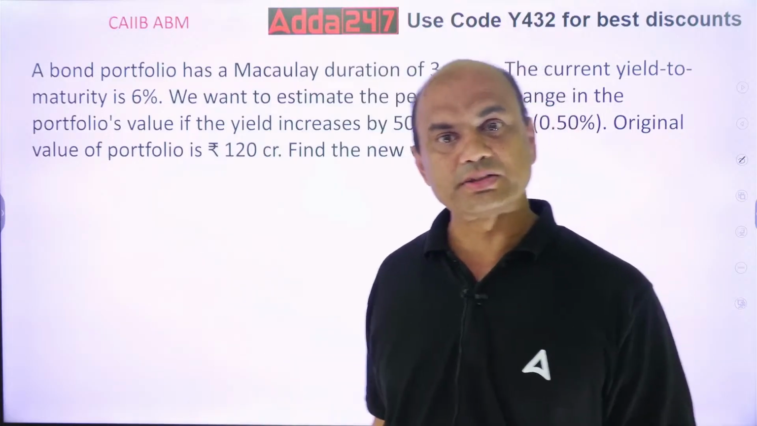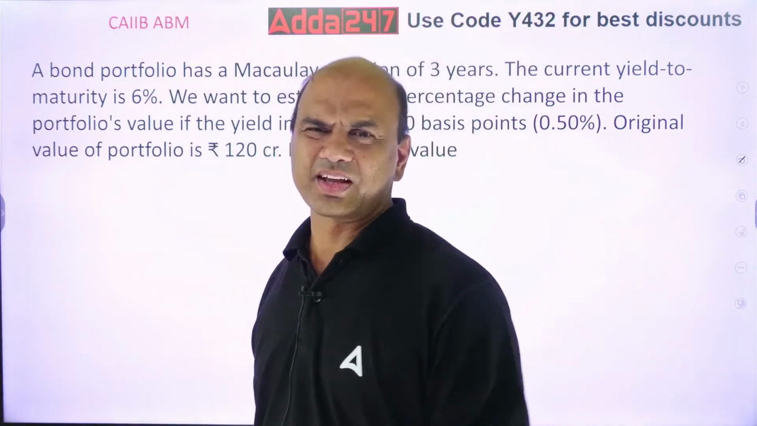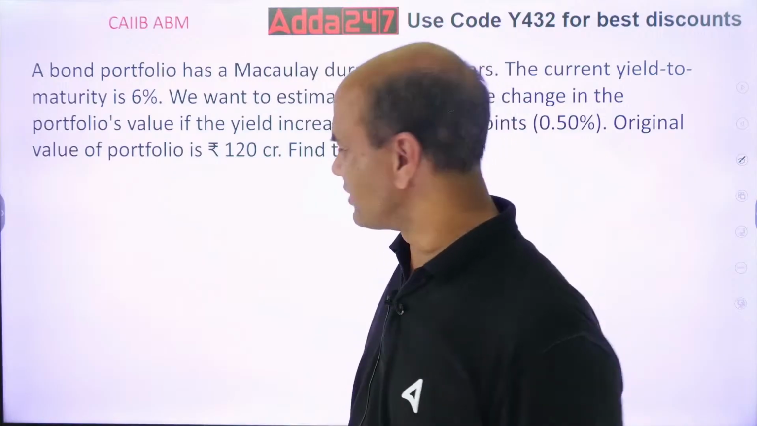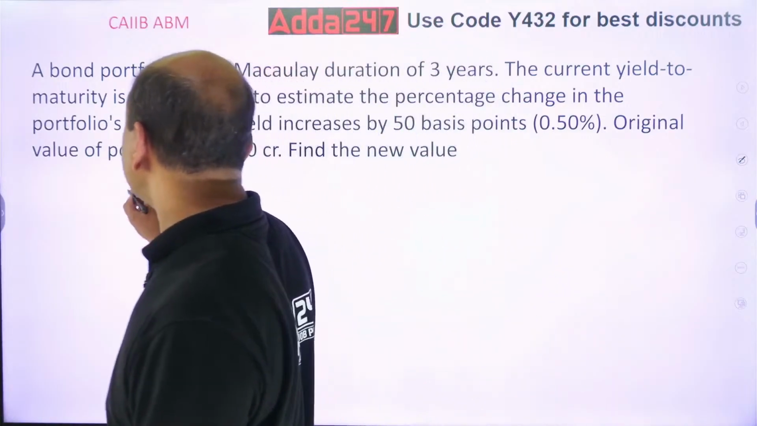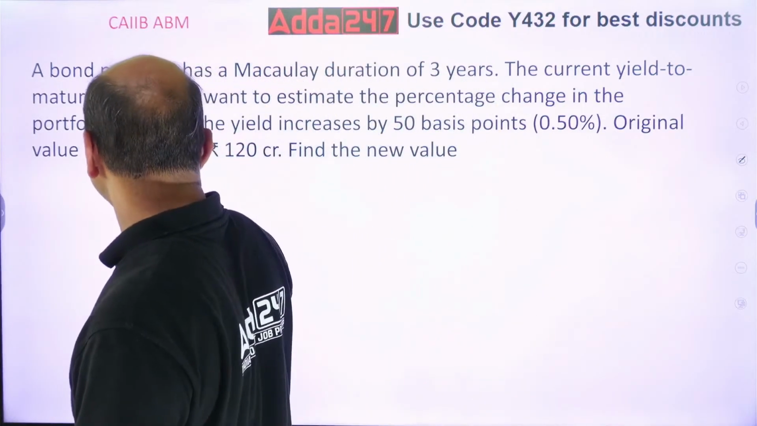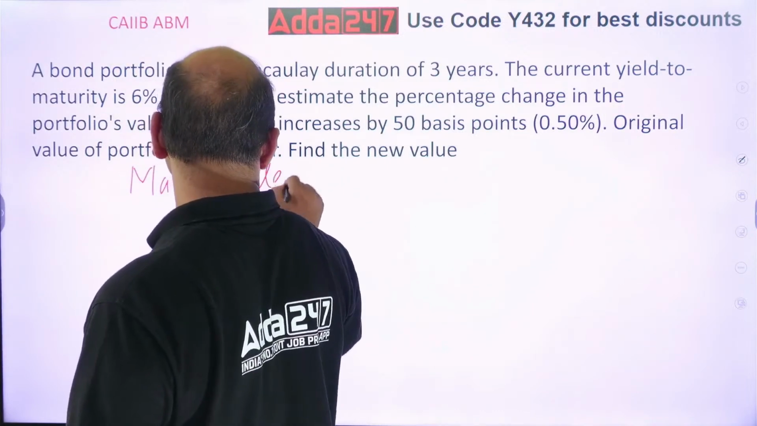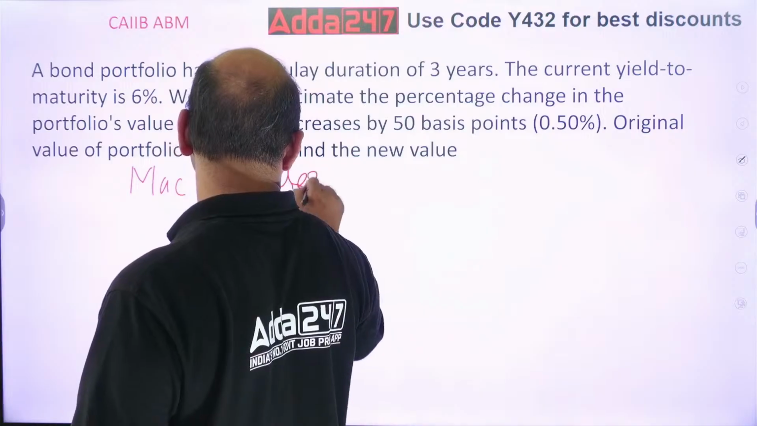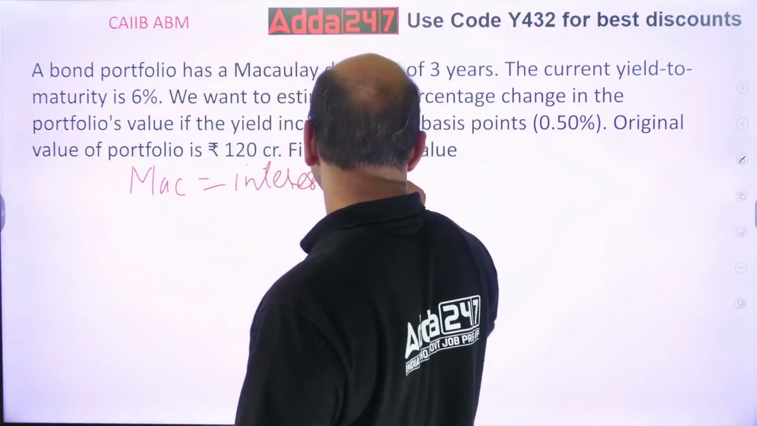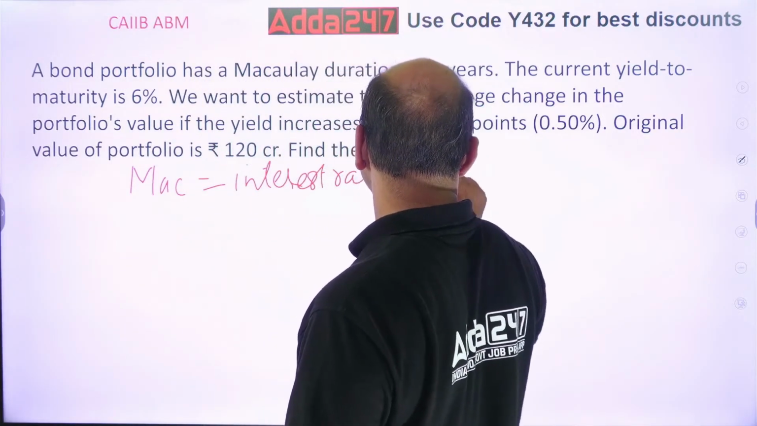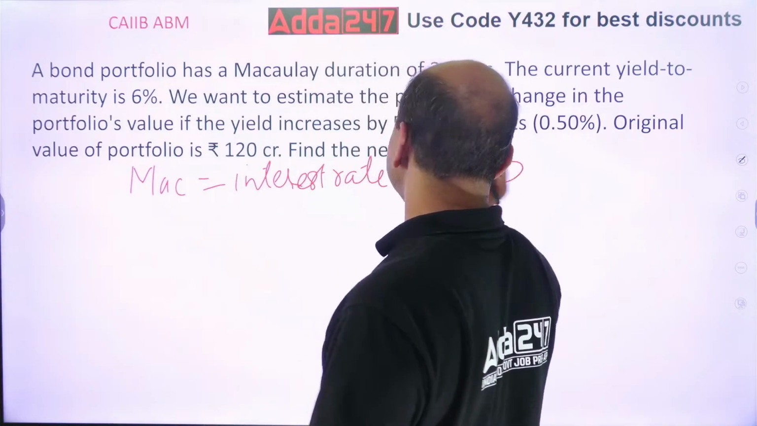Modified duration means, see, I have taken this many times, that's why I am not writing. Okay. Modified, Macaulay, interest rate risk equals to 0. Simple meaning.